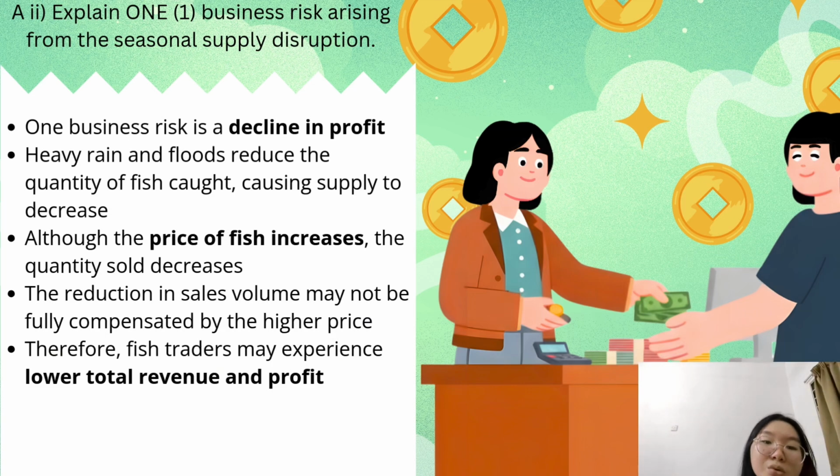Even though the price increases, the sales volume decreases. Therefore, the higher price may not fully compensate for the reduction in quantity. So, as a result, fish traders may experience lower total revenue and profit.